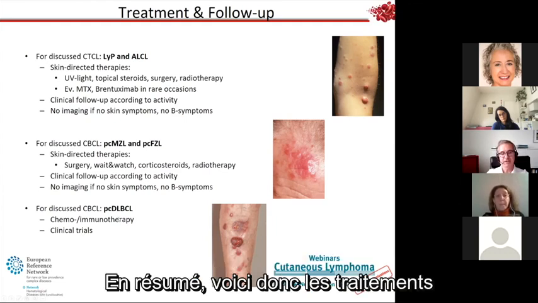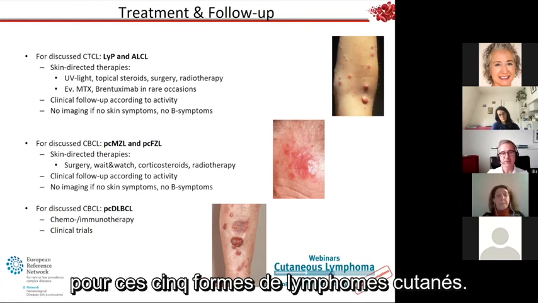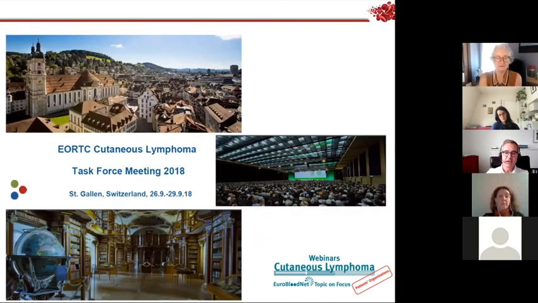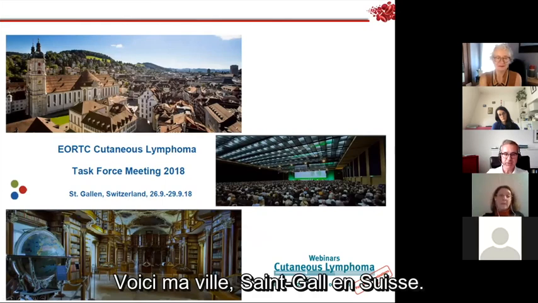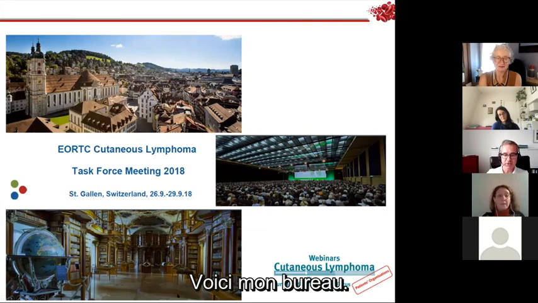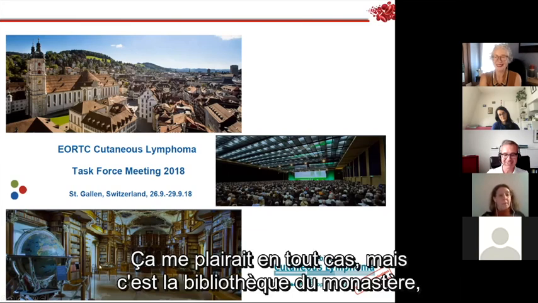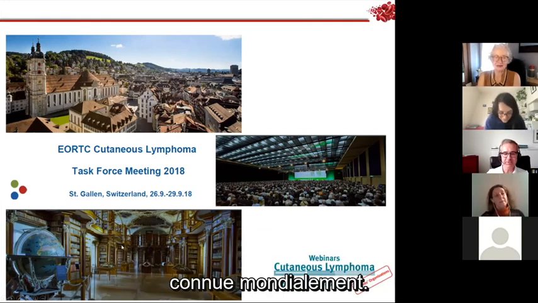So that's in a nutshell the treatment for these 5 different forms of cutaneous lymphomas. With that, I come to the end. This is my hometown, St. Gallen in Switzerland. This is my office here. I wish it was my office, but it's a library of the monastery here. It's a world famous library.